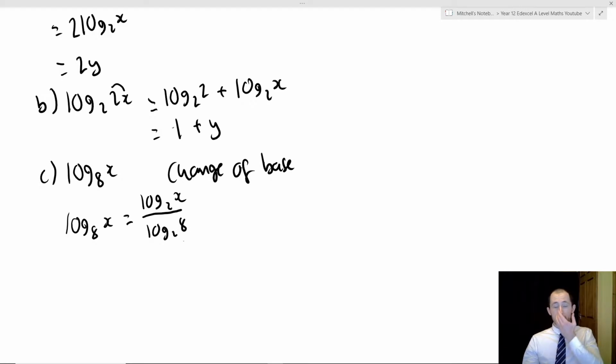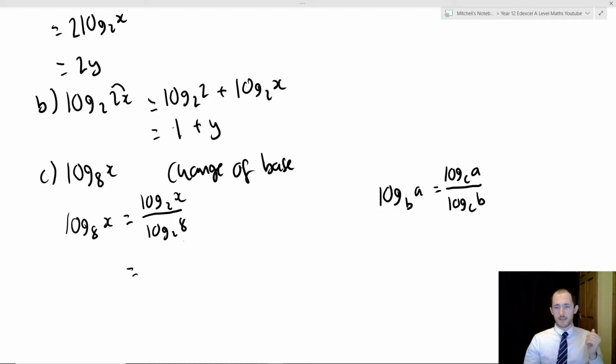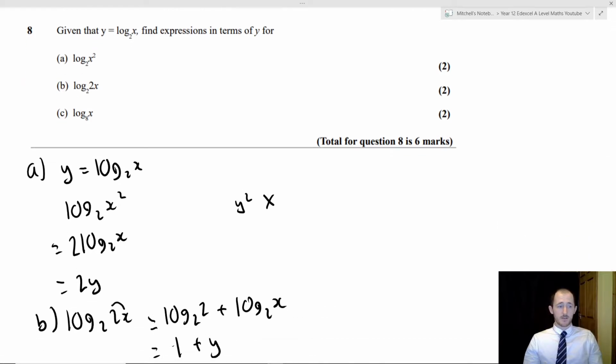So essentially, if you want to write this out, log to the base b of a is equal to log to the base c of a, where c is the new base, over log to the base c of the old base b. Okay? And of course that would make y over 3, because log to the base 2 of 8 is obviously 3, because 2 cubed is 8. Okay? And that will be 2 marks a pop. 6 marks in total. Not bad at all.